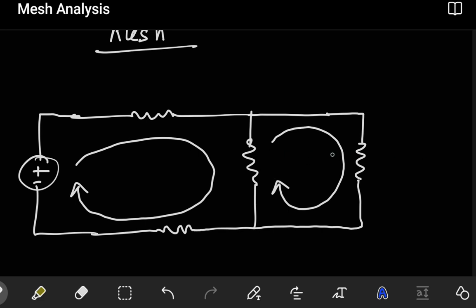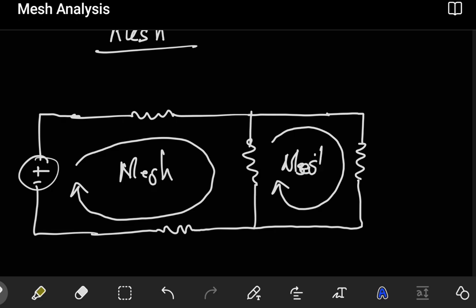By independent, of course, I'm just talking about two loops which are side by side, as in one is not inside the other. So here we now have two loops. Now this can be seen as one mesh and this can be seen as another mesh.